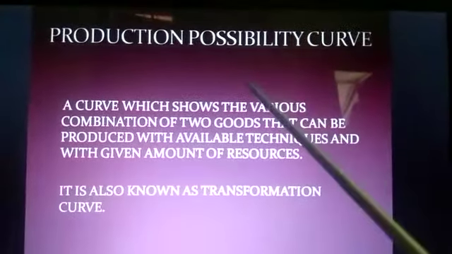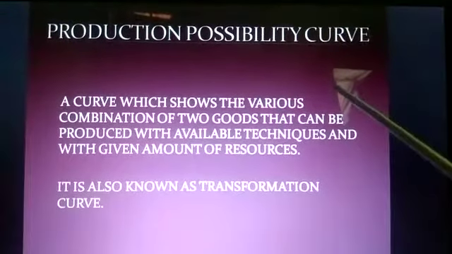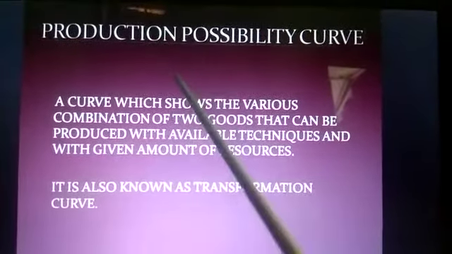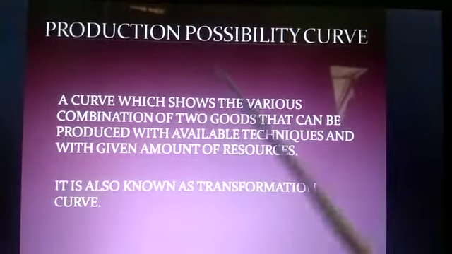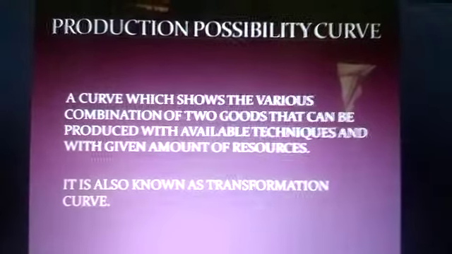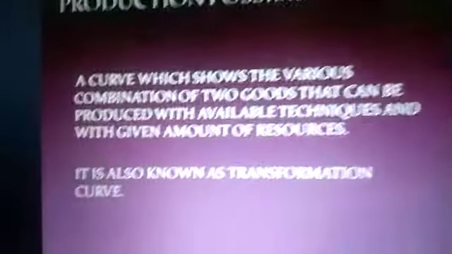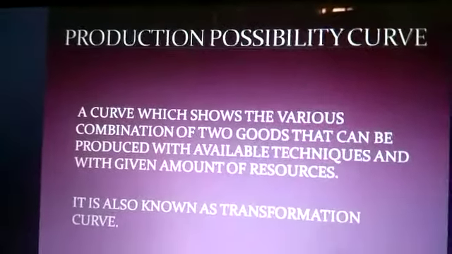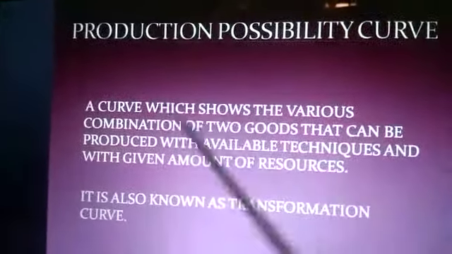Either we'll produce one product, or we'll produce the other product, or we will produce a combination of both the products. If we are producing a combination of both the products, how much production is possible? That's what we are going to decide in a production possibility curve. Okay, now look at this one.